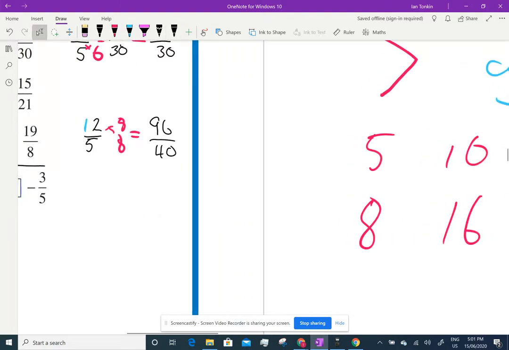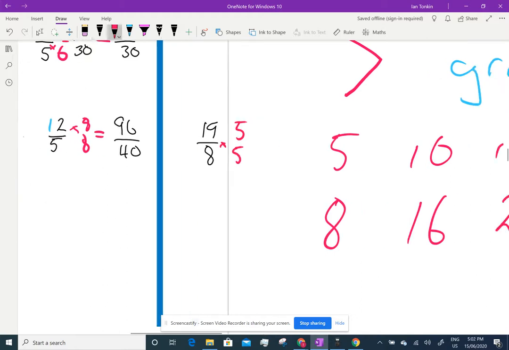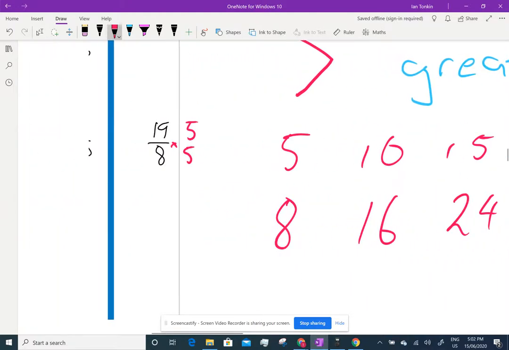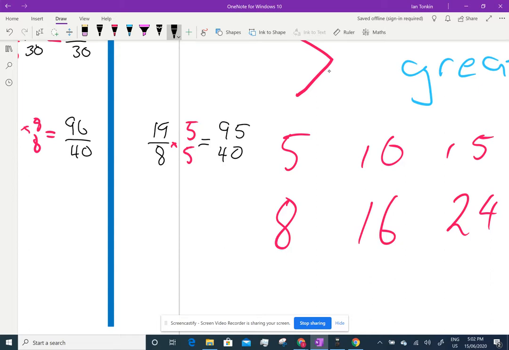Let's take the 19. So I've got 19 on 8. And what do I need to multiply the 8 by? 5. And how did I know that? I did it over here. Here they are, 8 times 5. 5 eighths are 40. Now 5 times 19, you might like to do that on your calculator. 5 times 10 is 50 and 5 times 9 is 45. So I reckon that's 95 on 40.